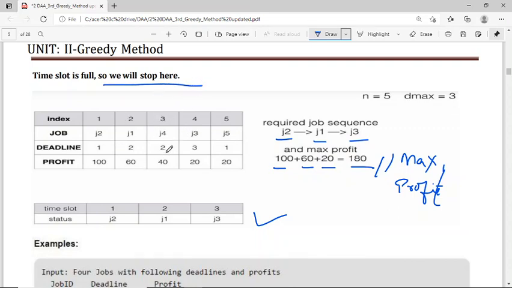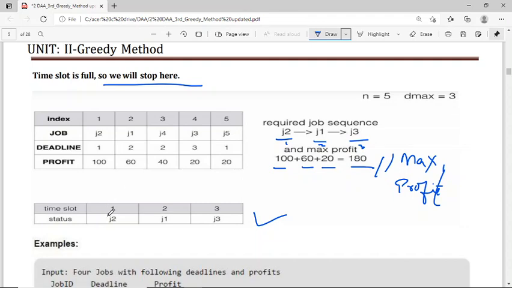Now what is our maximum profit? The main objective is profit. How much did we get? Job 2, job 1, job 3. These are 3 jobs. One by one, it is completed in slot 1, slot 2, and slot 3. And here, the maximum profit: the profit for job 2 is 100, the profit for job 1 is 60, the profit for job 3 is 220. The total is 180. Okay, we got the maximum profit from the given problem.